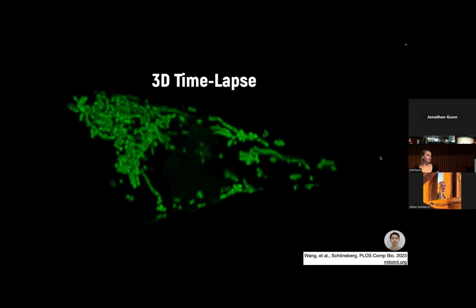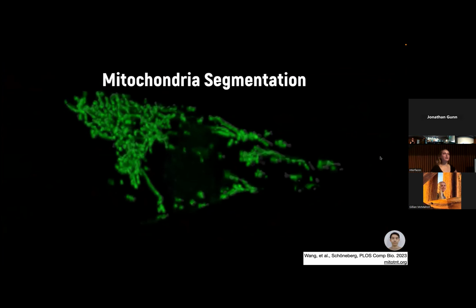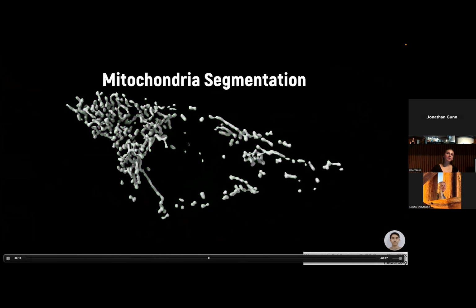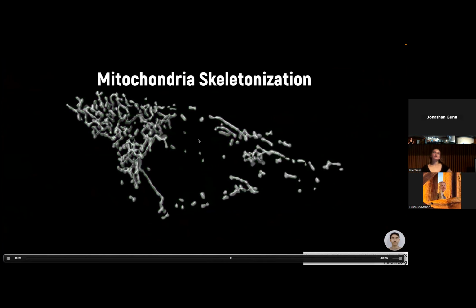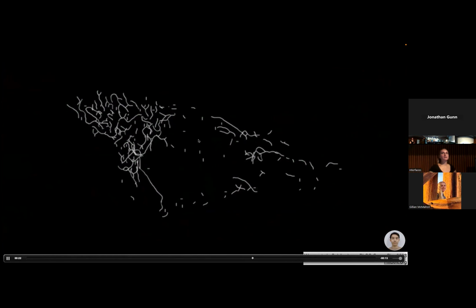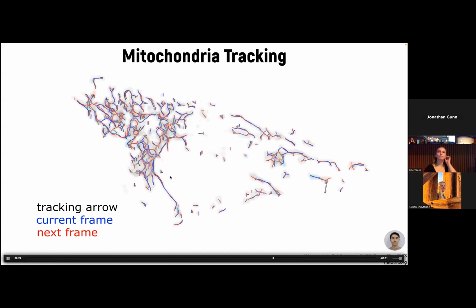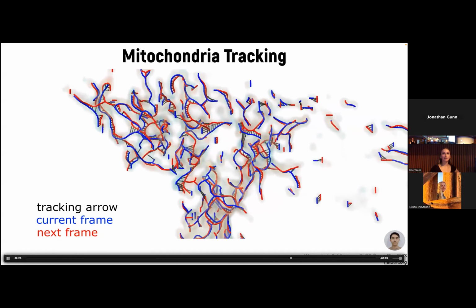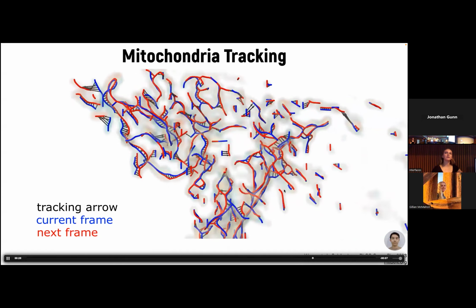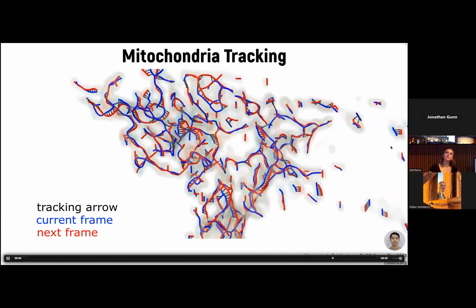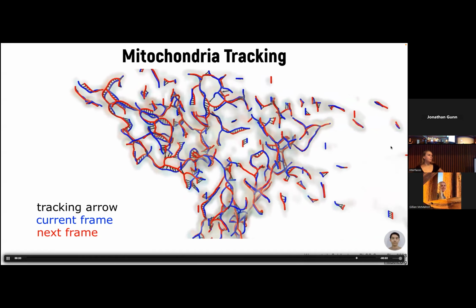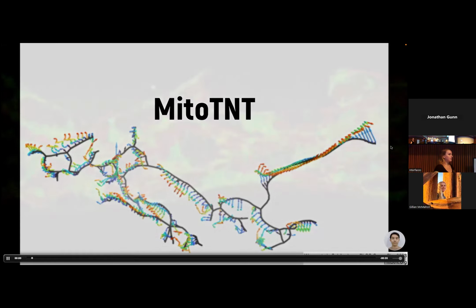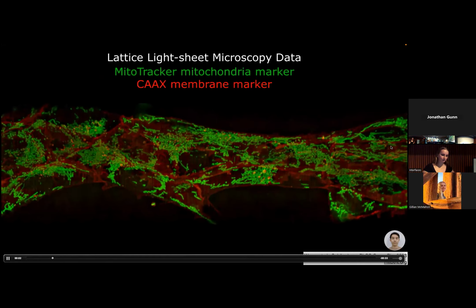So this is our 3D time lapse. Then for each time point in our data, we can segment the mitochondria. From this mitochondrial segmentation, we get our skeleton. These skeletons across time are what actually get tracked with MitoTNT. Our blue is our current frame and our red is our next frame. Black are the tracking arrows. So this allows us to put numbers to all of the beautiful videos that we see in our data.